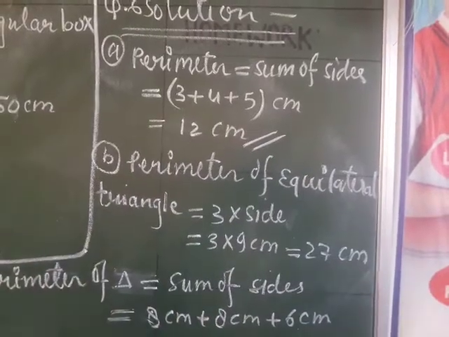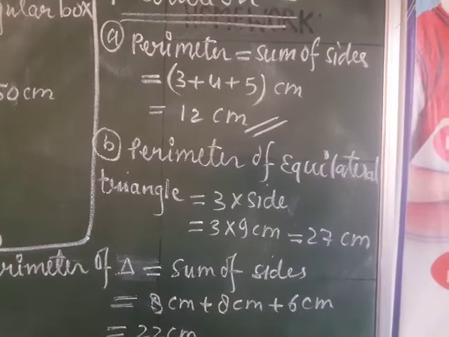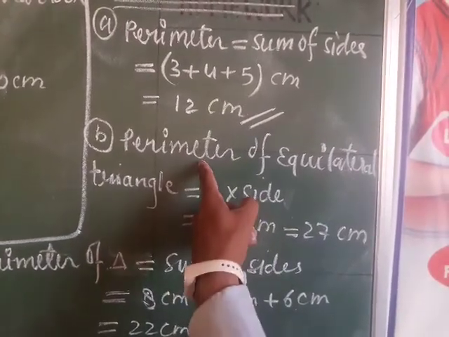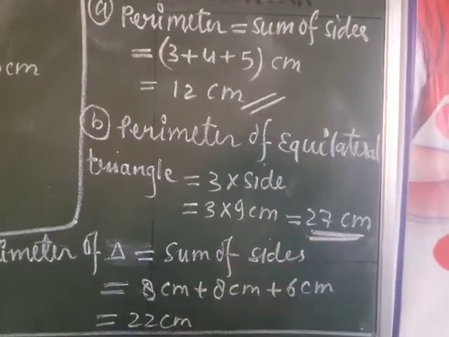In part B, an equilateral triangle is given. As we know, in an equilateral triangle all three sides are equal. So perimeter is equal to 3 into side. Here 3 into 9 centimeter, that means 27 centimeter.